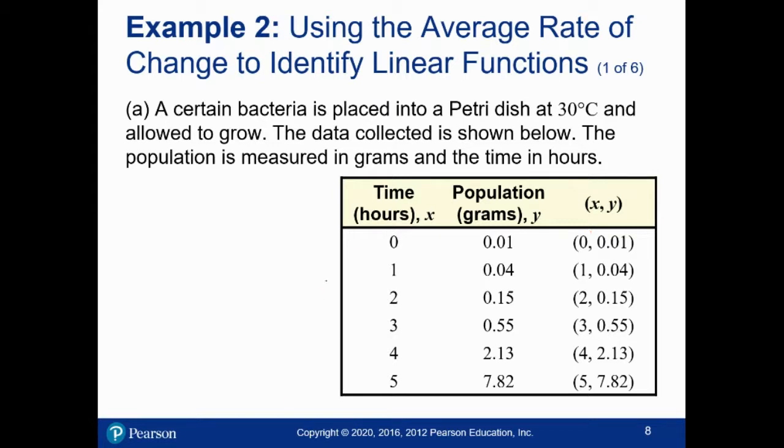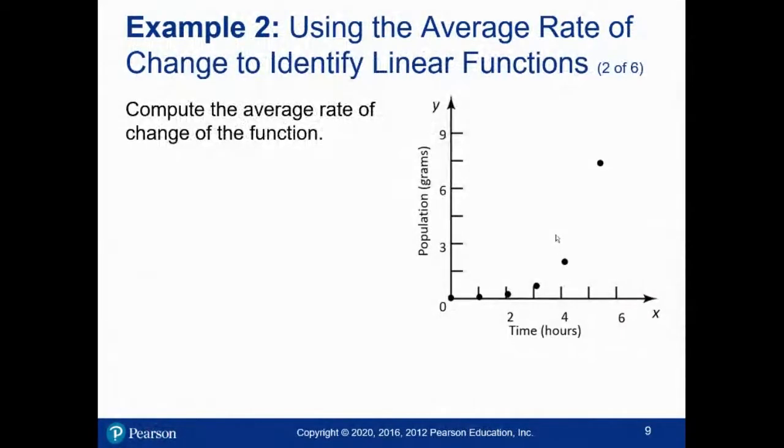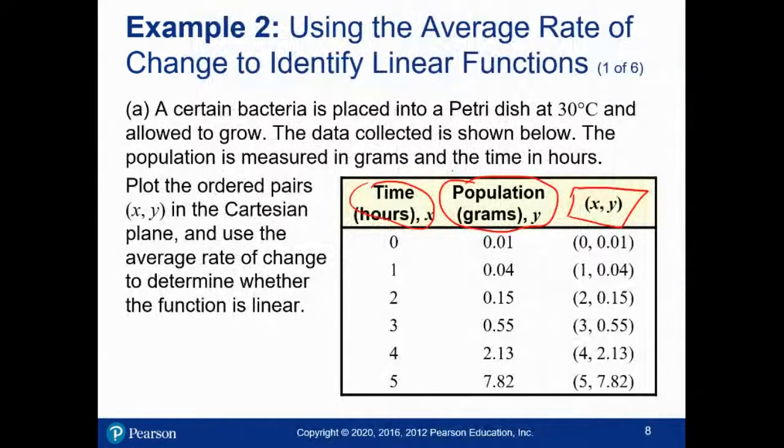After a given number of hours, we can measure the population, and we can call that x, hours, and population in grams. Here is a chart of data. Plot these points, and then determine the average rate of change and determine whether or not this is a linear function. If we start plotting these points, these are the points we are plotting: 0, 0.01, 1.04.